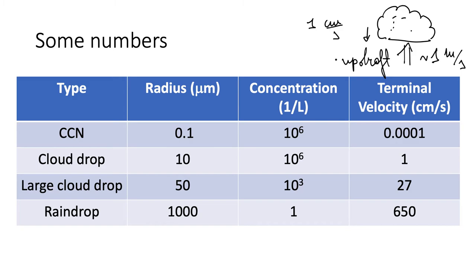However, when you start forming large cloud drops, for example, these have radii of 50 microns, then this is starting to be quite a significant fraction. Raindrops, we're talking about millimeter, if not more. Terminal velocity is quite significant. In this case, it is 6.5 meters per second. It's like 10 miles an hour. And so the fall velocity of raindrops, as I'm sure all of you probably imagine, is a significant figure.